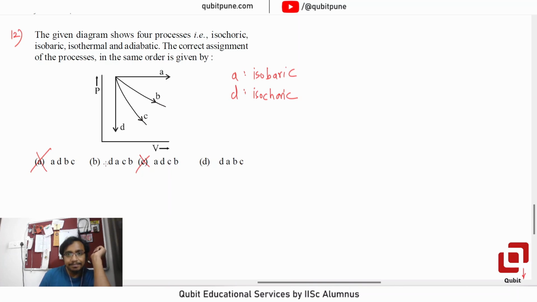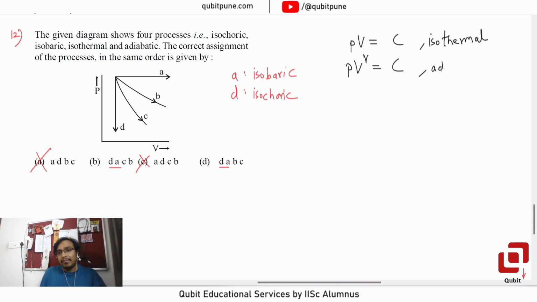where is isobaric? Second. So DA is there, DA is there, so it again boils down to whether we should consider B as isothermal or C as isothermal. Now to decide that, first of all let us recall the equations for isothermal and adiabatic processes. This is isothermal and this is adiabatic.